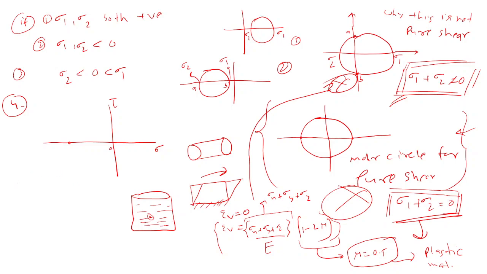And now the fifth would be the isotropic state of stress. What would be the Mohr circle for that? On the right side, it will be a point. This would also be a point, but here, right? Yes. We can also call this the hydrostatic state of stress.